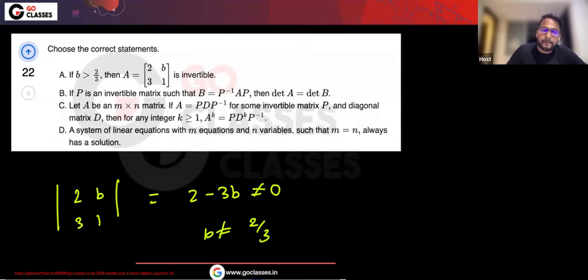Then what about option A? Option A is saying if b is greater than this, then it is invertible. Is this true or false? This is interesting. See, just tell me, if b is greater than 2 by 3, then obviously invertible, right? For other values also invertible. If b is less than 2 by 3, then also invertible. But they're not talking about this. They're just saying if b is greater than 2 by 3, then invertible. Yes, that is true actually. If b is less than 2 by 3, then invertible. Is this also true? Yes, this is also true.